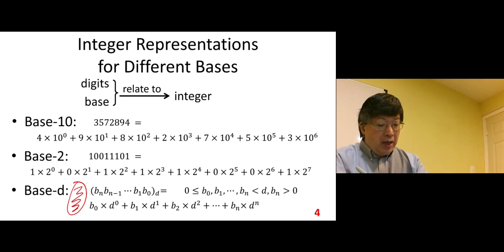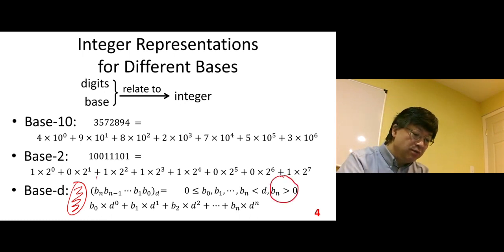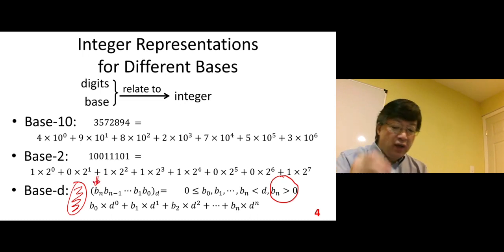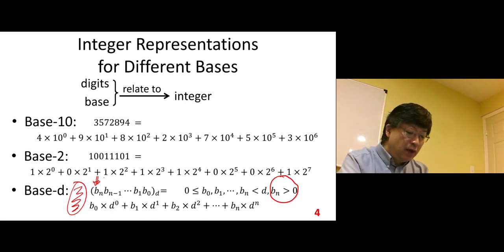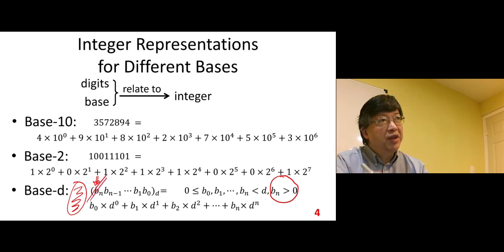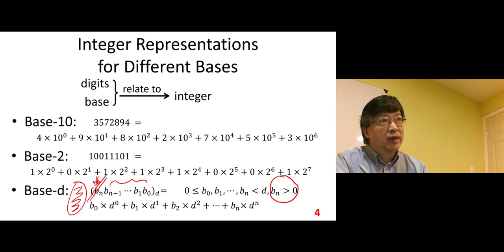All right. So in this representation, here you can see this is the most significant digit. It cannot be 0. Otherwise, if it is 0, we don't need this digit, right? So we can save a digit. The fewer, the better, right? All right. So with this, let's go to the next step.